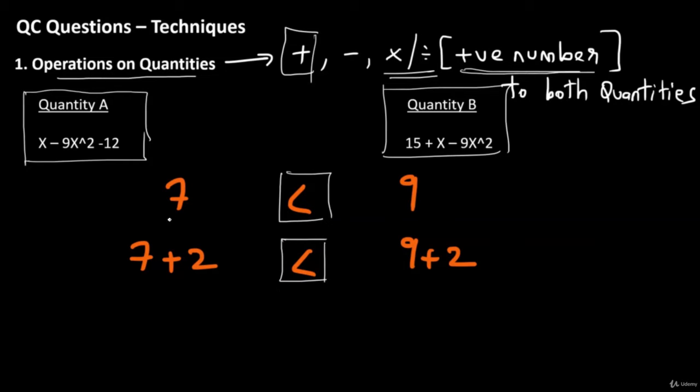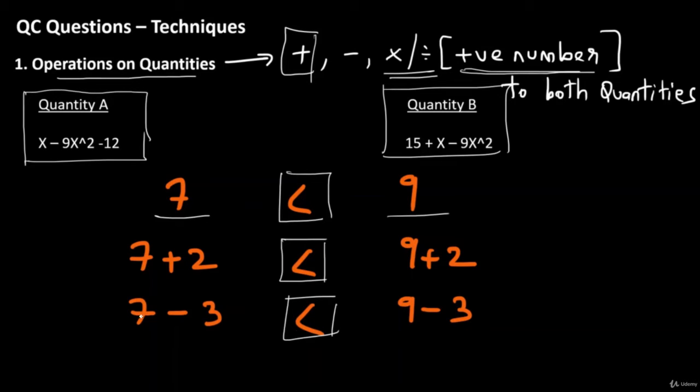Now let's subtract something from 7, and from 9 as well; on both sides we need to subtract the same number. If I subtract 3 from both sides, I have 7 minus 3 and 9 minus 3. And you can see that the relationship is still the same, right? 7 minus 3 is 4 and 9 minus 3 is 6.